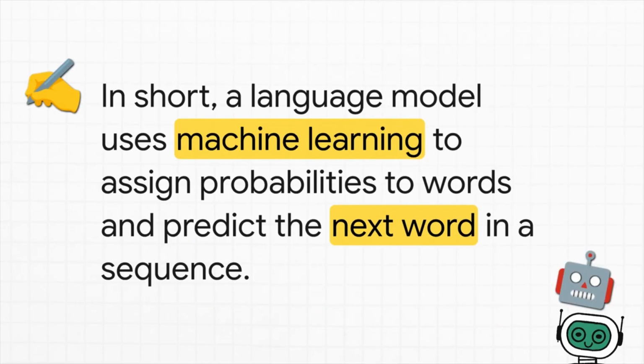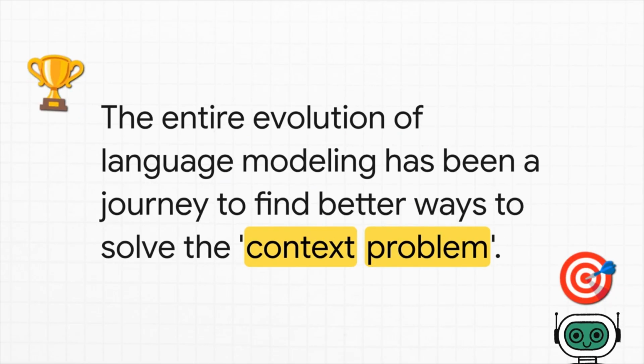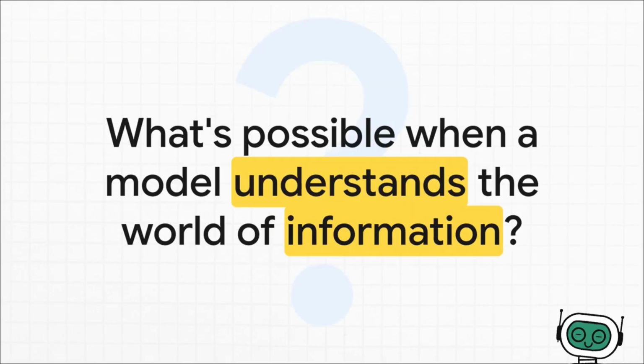So, if we boil it all down to one sentence, a language model is a system that predicts the most likely next word in a sequence. And if you remember just one thing from all this, make it this. The entire history of this field, from counting words to today's massive networks, has really been a quest to solve one problem: the context problem. And that leaves us with a final question. We started by asking how a model predicts a word. But what becomes possible when that prediction is based on an understanding of almost everything we've ever written down? What gets unlocked then?